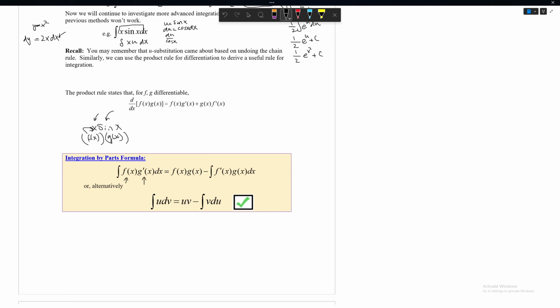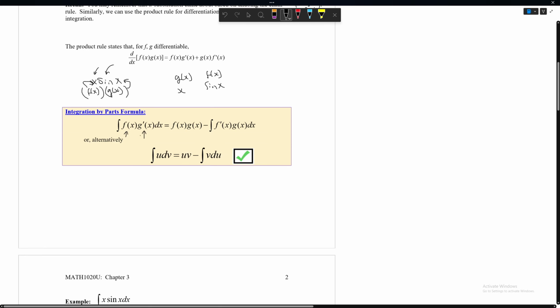All right. This is a horrible drawing, but okay. Or you can also say g of x is x, and you can say my f of x is sine. It doesn't matter the order. All right. So the question is, well, how do you use this? We're going to go into it right now.